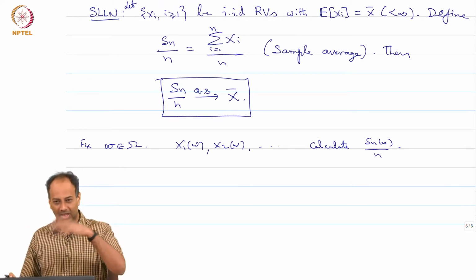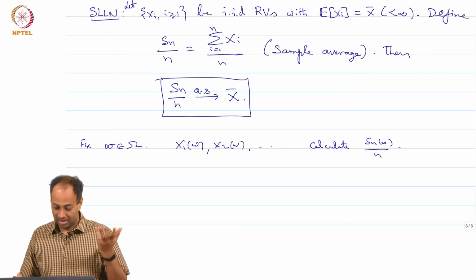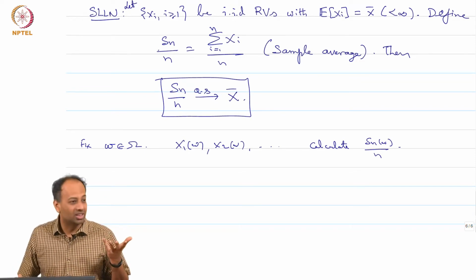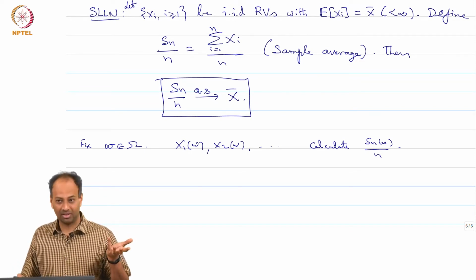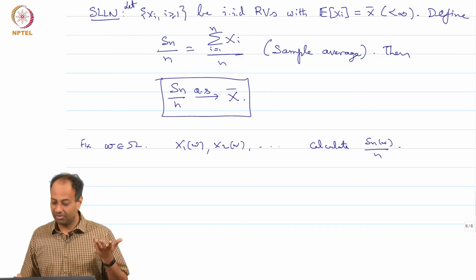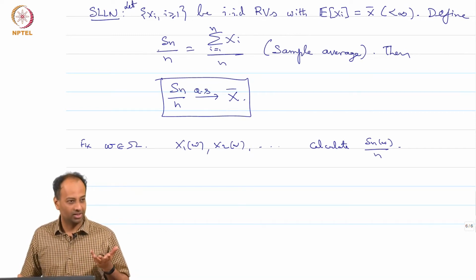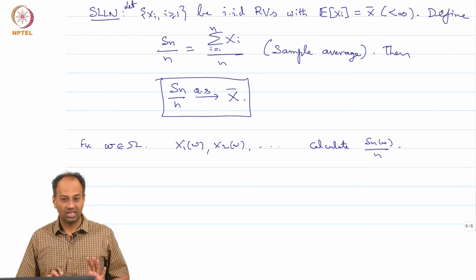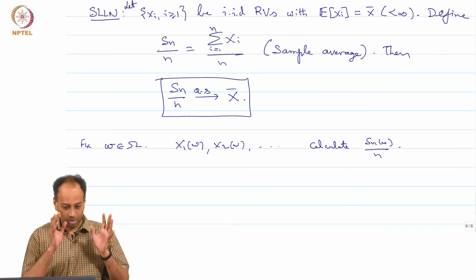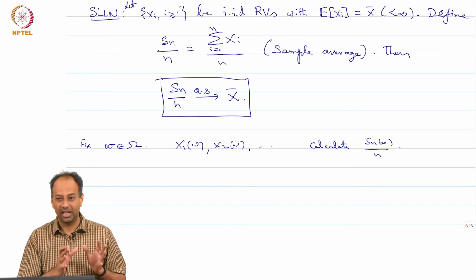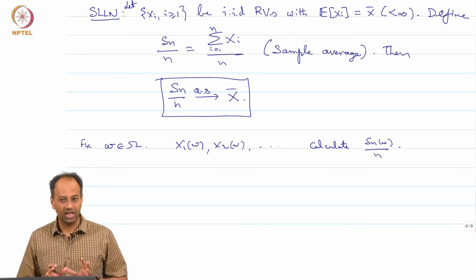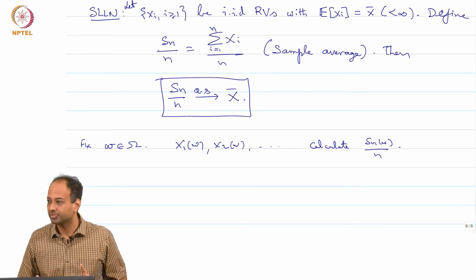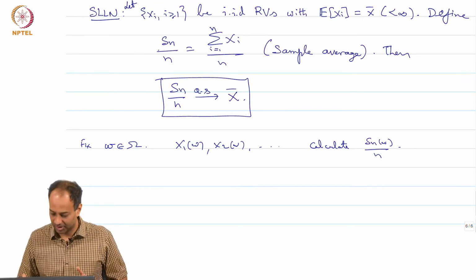So you collect those omegas where this convergence to x bar happens, and you can collect those omegas where Sn of omega over n may not even converge, or may converge to something which is not x bar. In those cases you put it in a different bucket. What the strong law is saying is that the probability measure of the omegas where Sn of omega over n converges to the expected value x bar is 1.